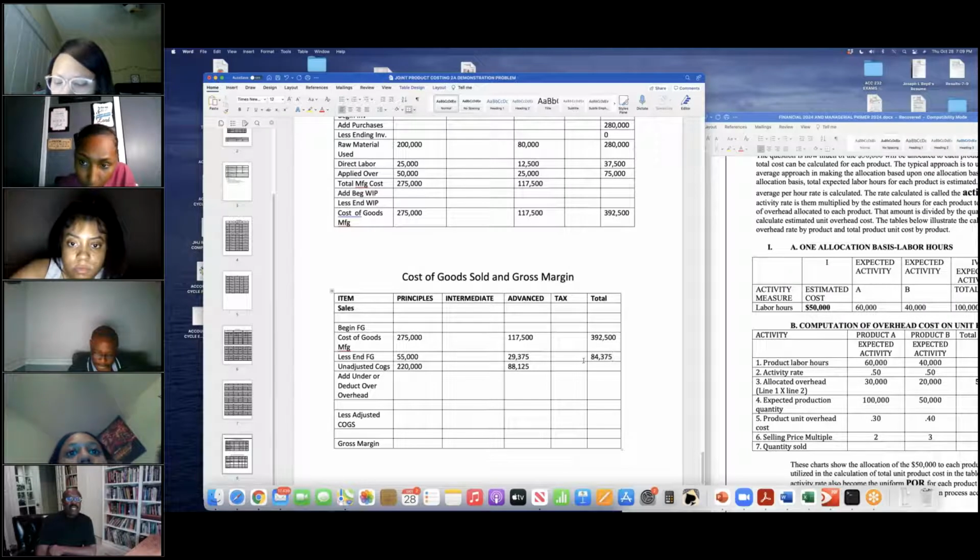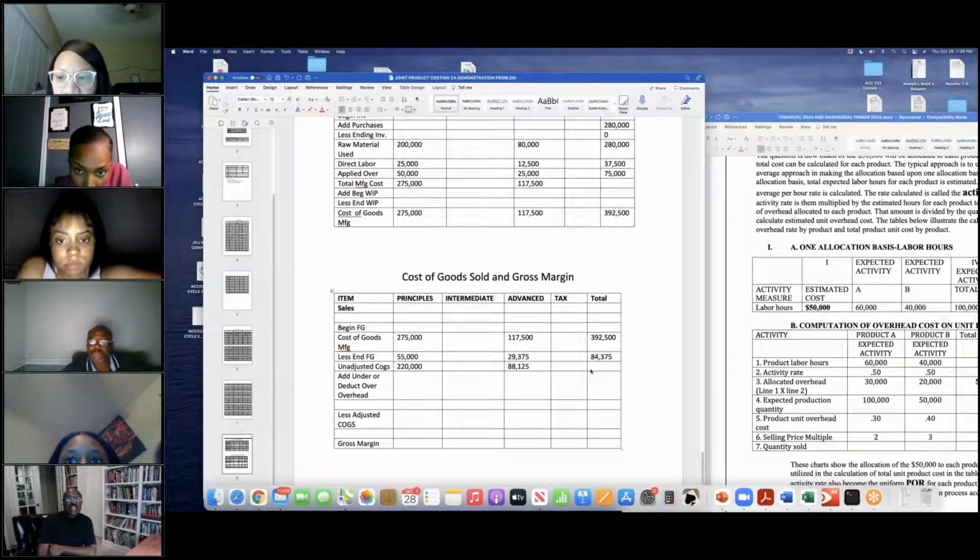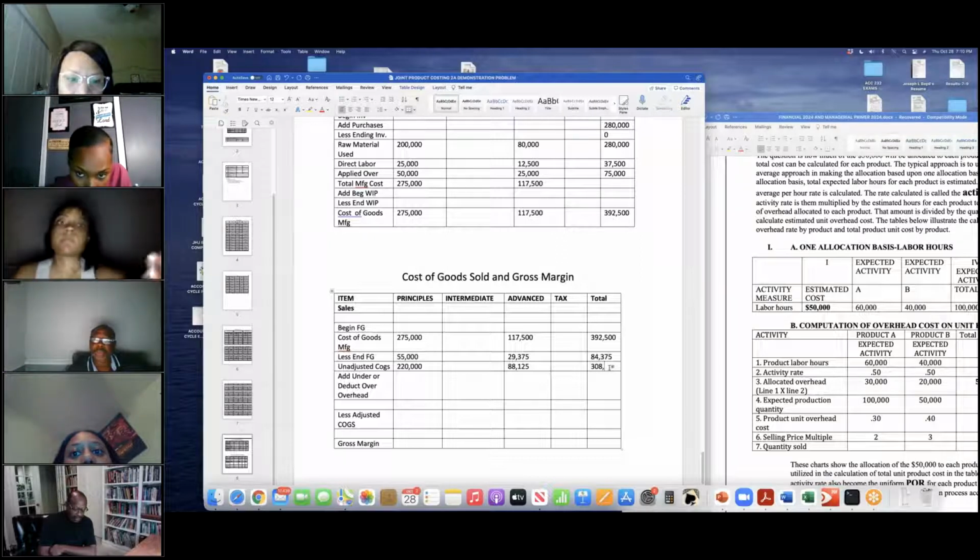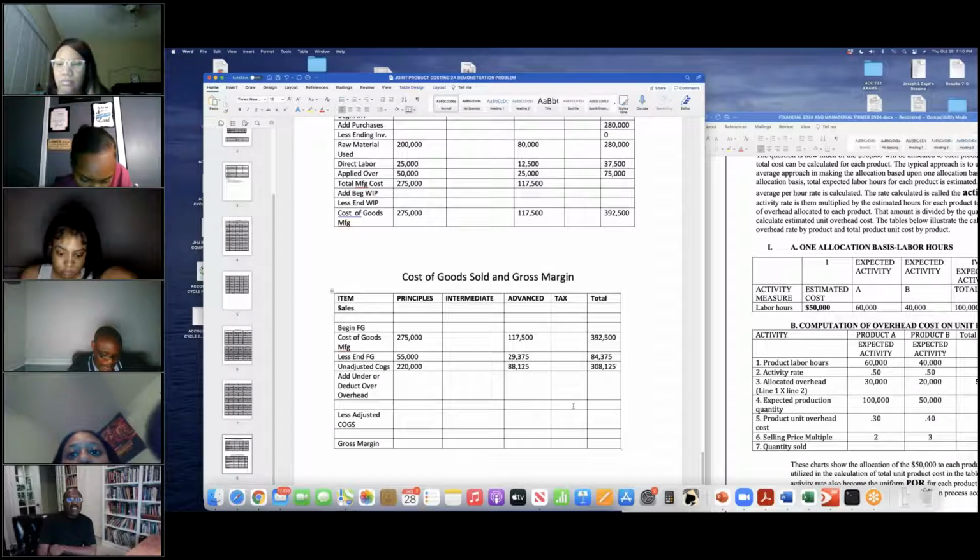84,375. So what's our unadjusted cost of goods sold? 392.5 minus 84, or you can add it this way. So what's our, 308,125. Get your word for it. So 308,125. Then we had what?